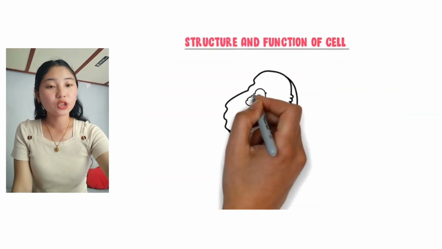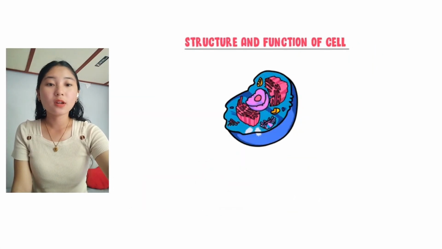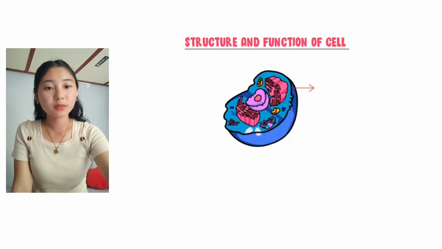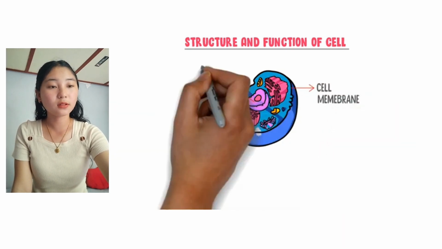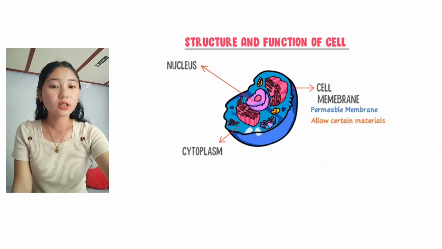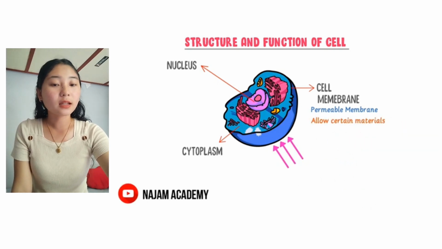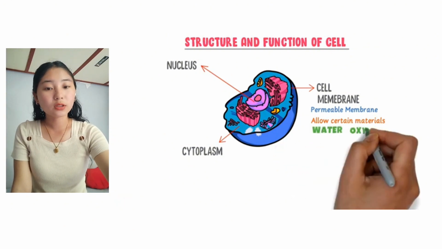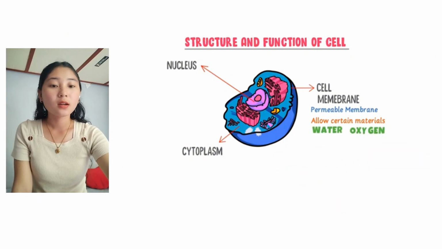What is the structure and function of a cell? There are three parts that exist in any cell: cell membrane, cytoplasm, and nucleus or DNA. Now, what is cell membrane? It is a selective permeable membrane which allows certain materials to pass through. For example, it allows essential ingredients to enter the cell, like water and oxygen.